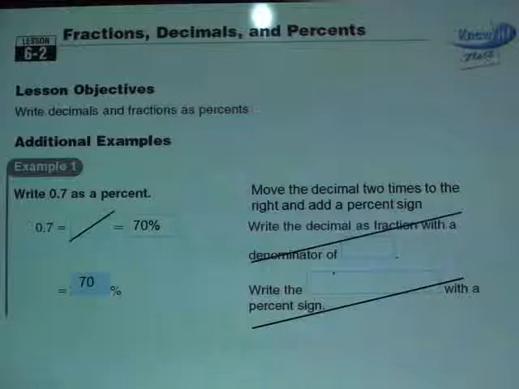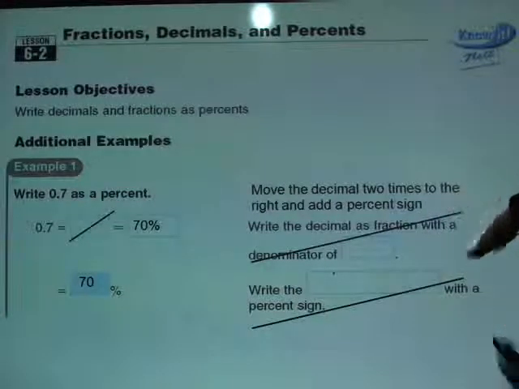In number 1, they're asking me to write 0.7 as a percentage. So I'm going to change 0.7, a decimal, into a percent. Well, you saw in the beginning of 6.1, I already gave you the directions on how to do that, and it's written there again at the top of the instruction column. It says to move the decimal 2 times to the right and add a percent sign.